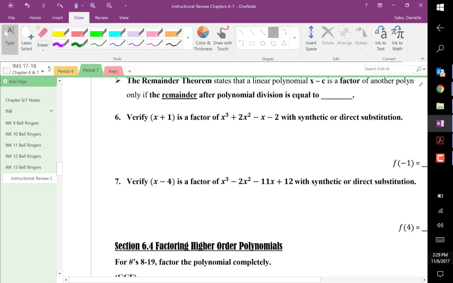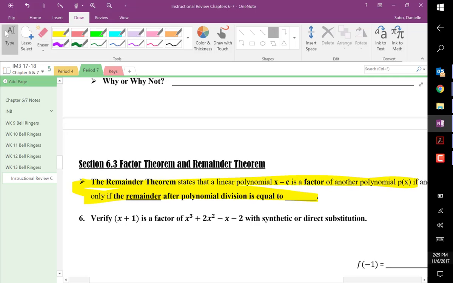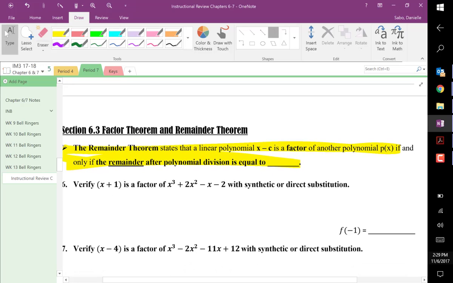So, this is a part, and I am telling you right now, straight up, this is a question on your exam, word for word. The remainder theorem states a linear polynomial, x minus c, is a factor of another polynomial if and only if the remainder after dividing is what number? 0, yeah. Again, that will be a question on your exam. You need to know when you're factoring, in order to get a factor, the remainder has to be 0.